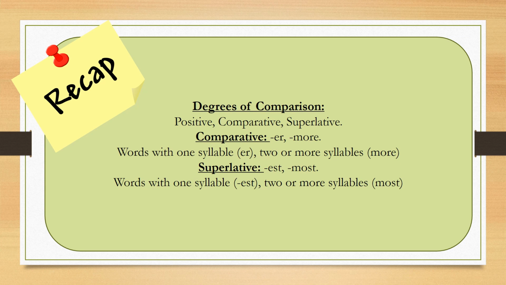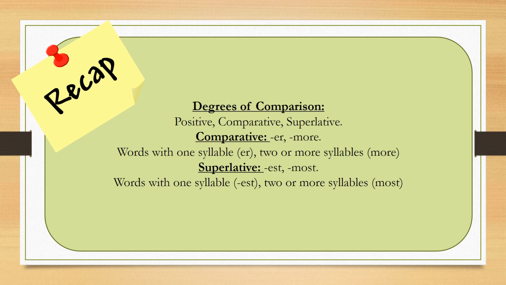And if you look at this one, two or more syllables, it means the words which produce two or more sounds, or the words which have two or more syllables, you will use more with them. For example, beautiful. If you listen to me carefully, beautiful produces more than one sound, not one. That's why you will use more.